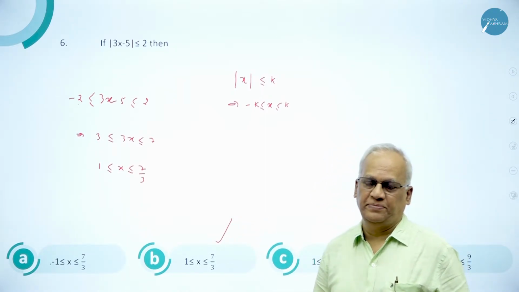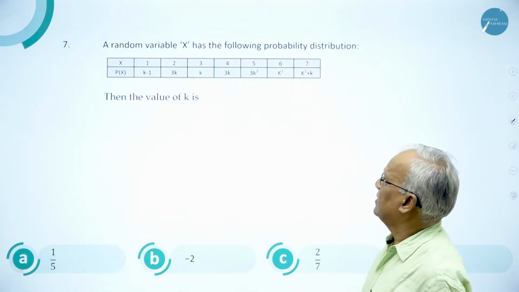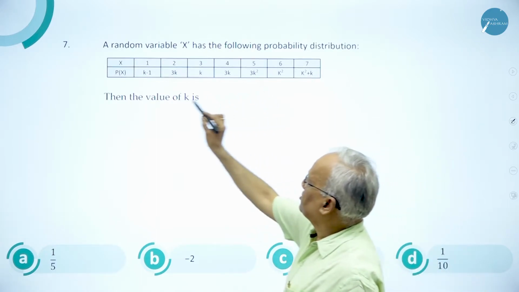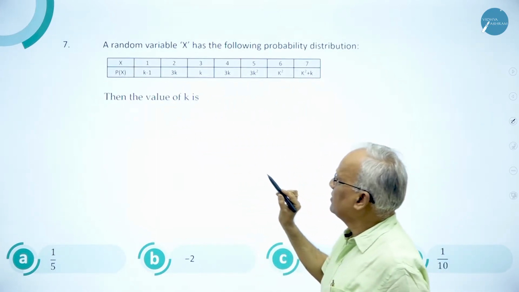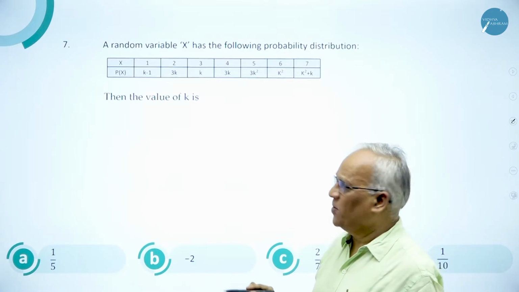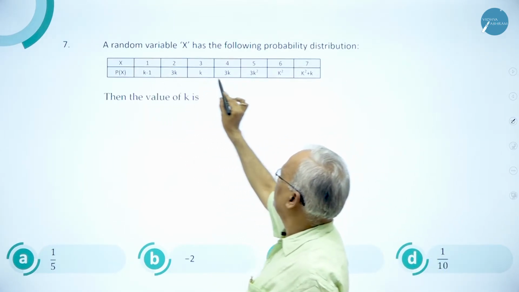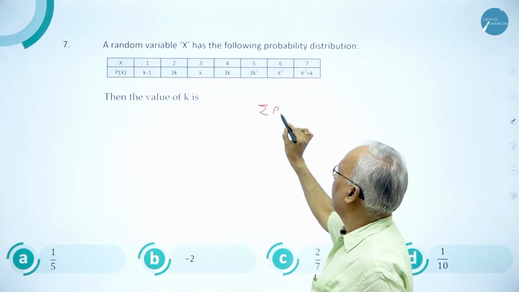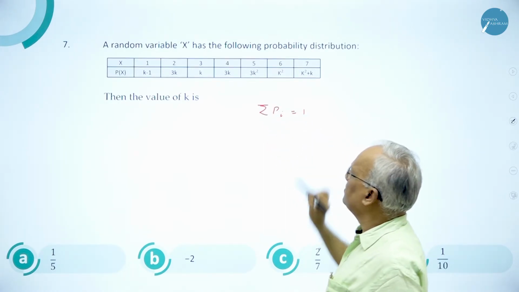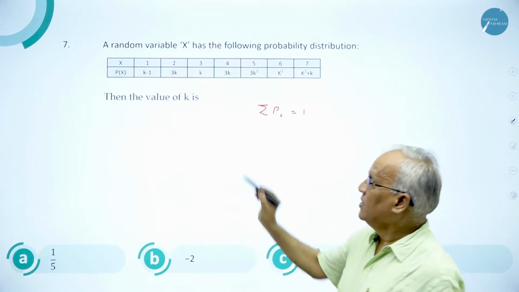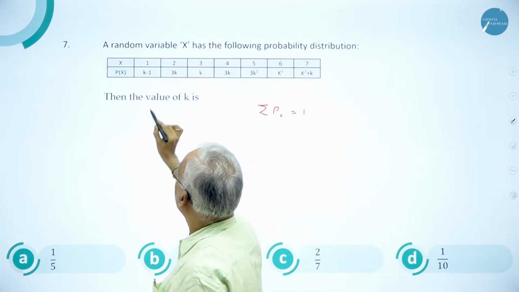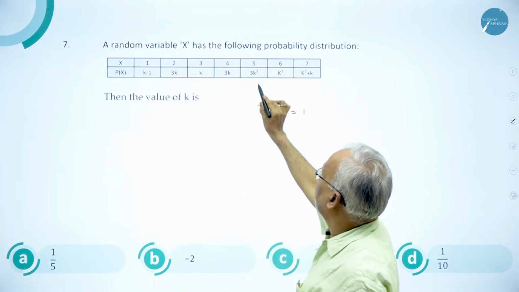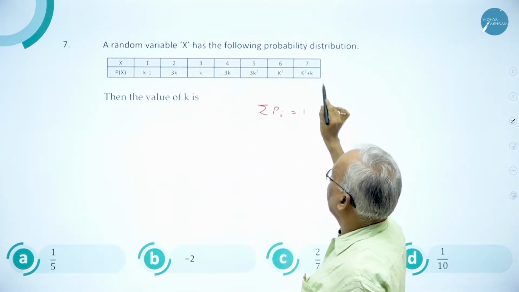Answer is B. A random variable x has the following probability distribution, x with the respective probabilities given. Then the value of k is, sum of all the probabilities is equal to sigma pi, where i equals 1 to n, is equal to 1, sum of all the probabilities. So using that, I get k minus 1, 3k plus k plus 3k plus 3k squared plus k squared plus k squared plus k.